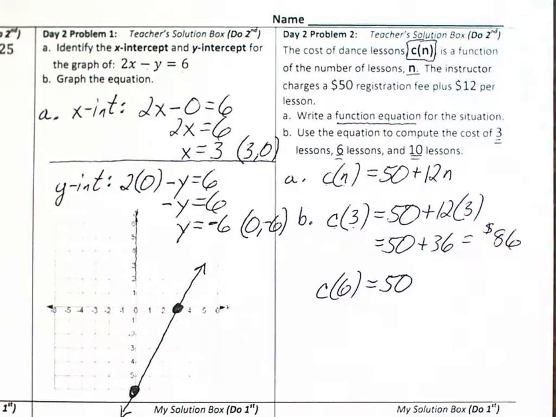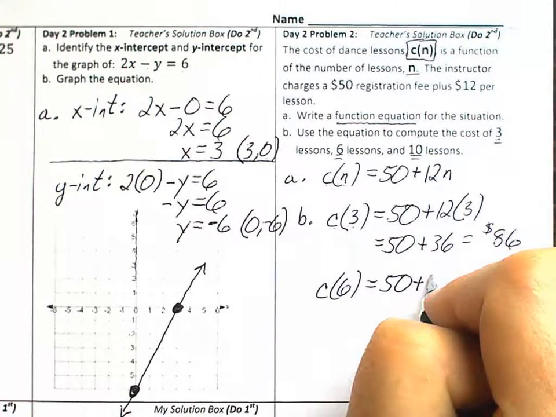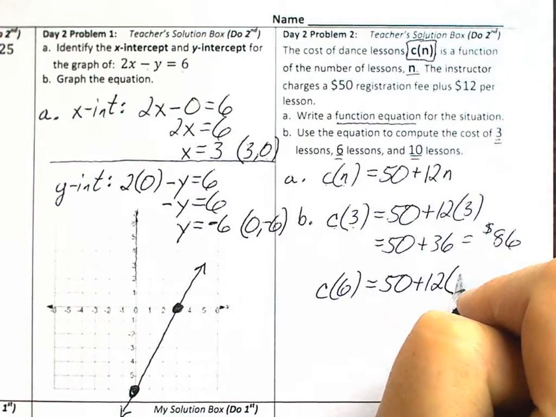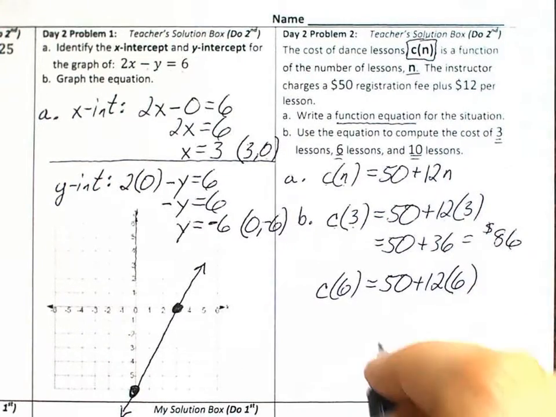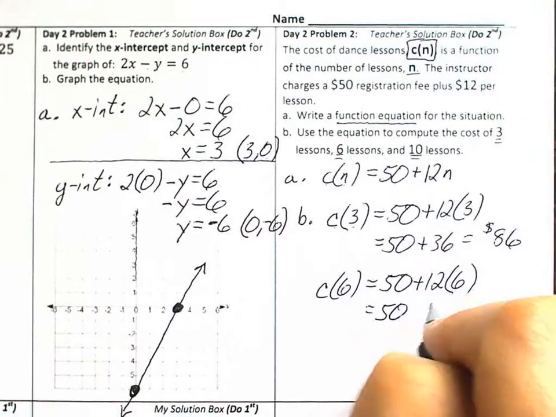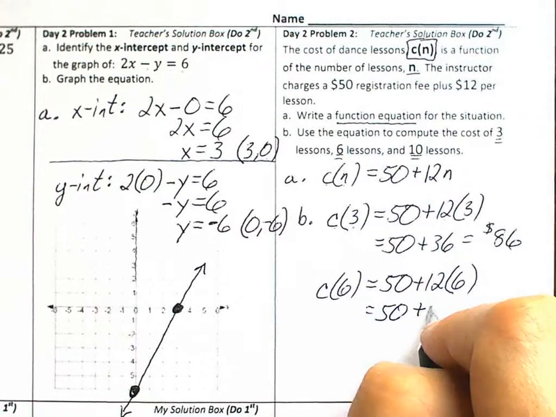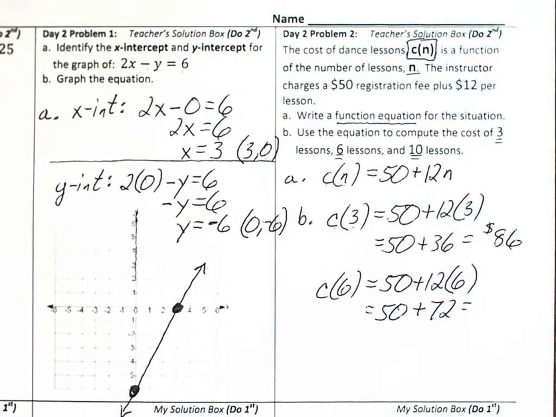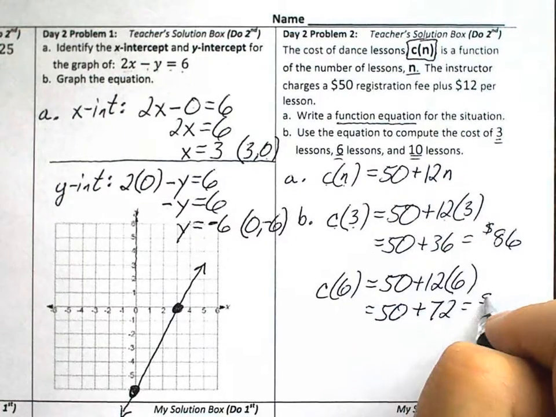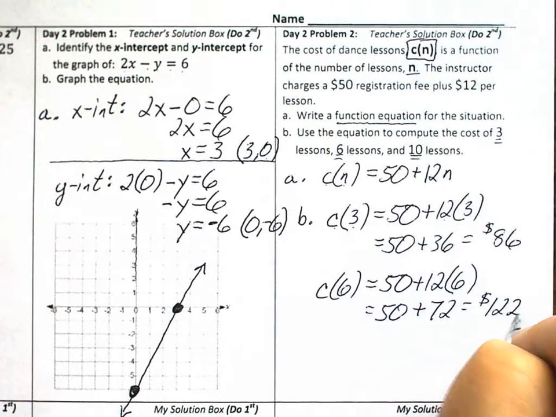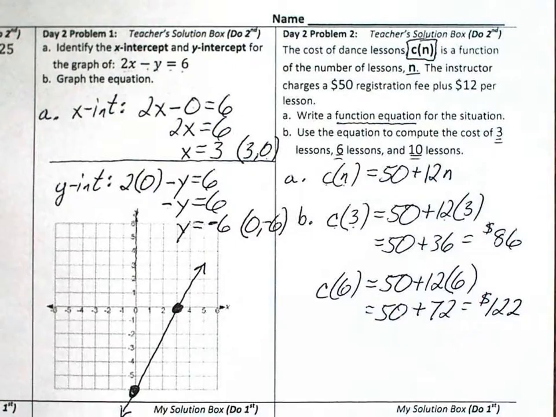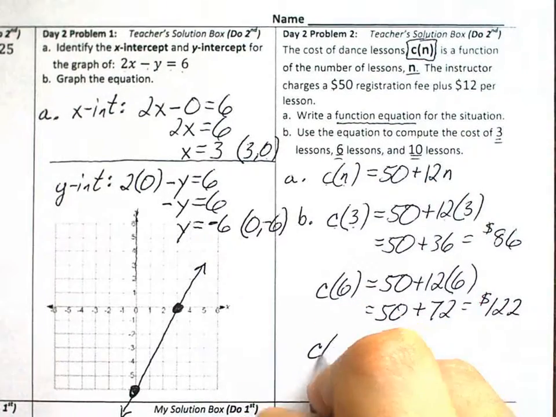That will be equal to $50 to register plus $12 times 6 lessons. So that's 50 plus 12 times 6 is 72. And 50 plus 72 is $122. One more to go. C of 10.